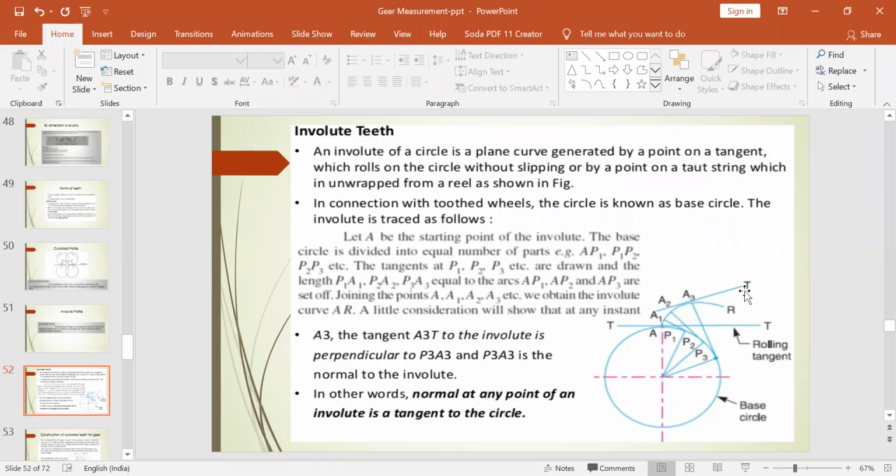So this tangent that we are getting will be perpendicular to A3 P3, and this acts as a normal to the tangent. So at any point that you find, this line will always be normal to the tangent that you trace out, and the normal line that you draw will be with respect to the base circle. So what will be the distance of this, I have also told you.